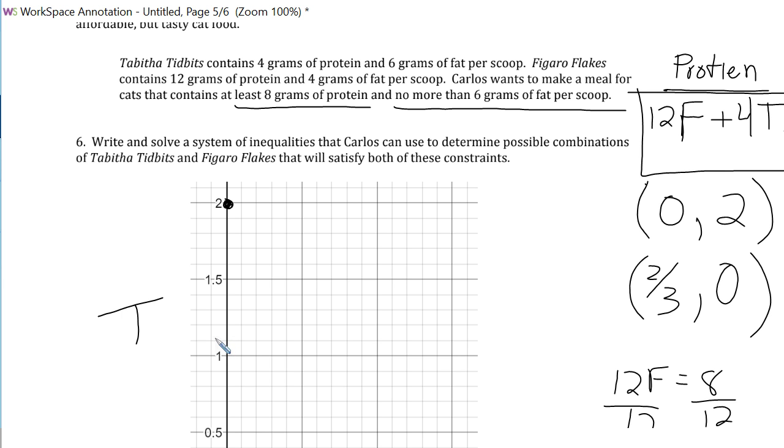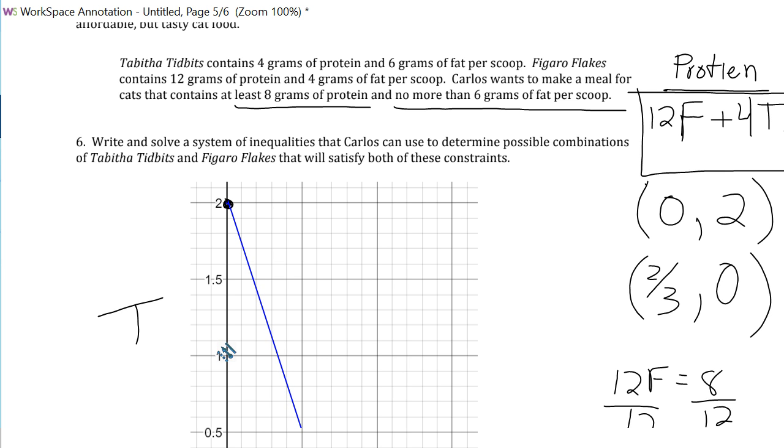We're going to keep this filled in. Uh-oh. Let's change this back. Sorry. Alright, so there's our line.